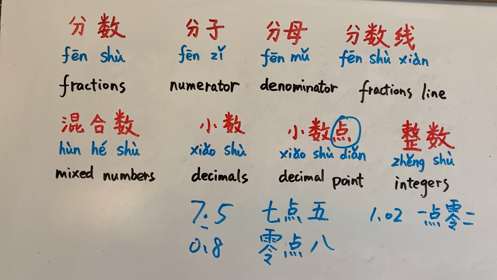When you see 0, you just name it 零. When you see the point, you just say 点. 7.5, 0.8, 1.02. Alright, I hope you have already learned how to say fractions and decimals. See you next time.